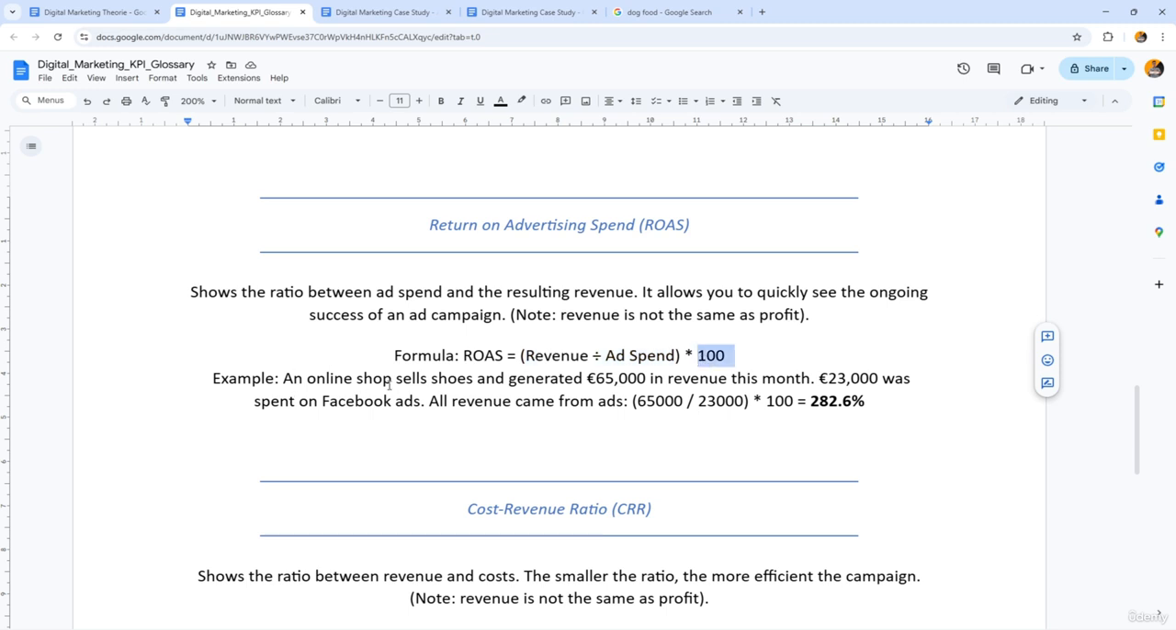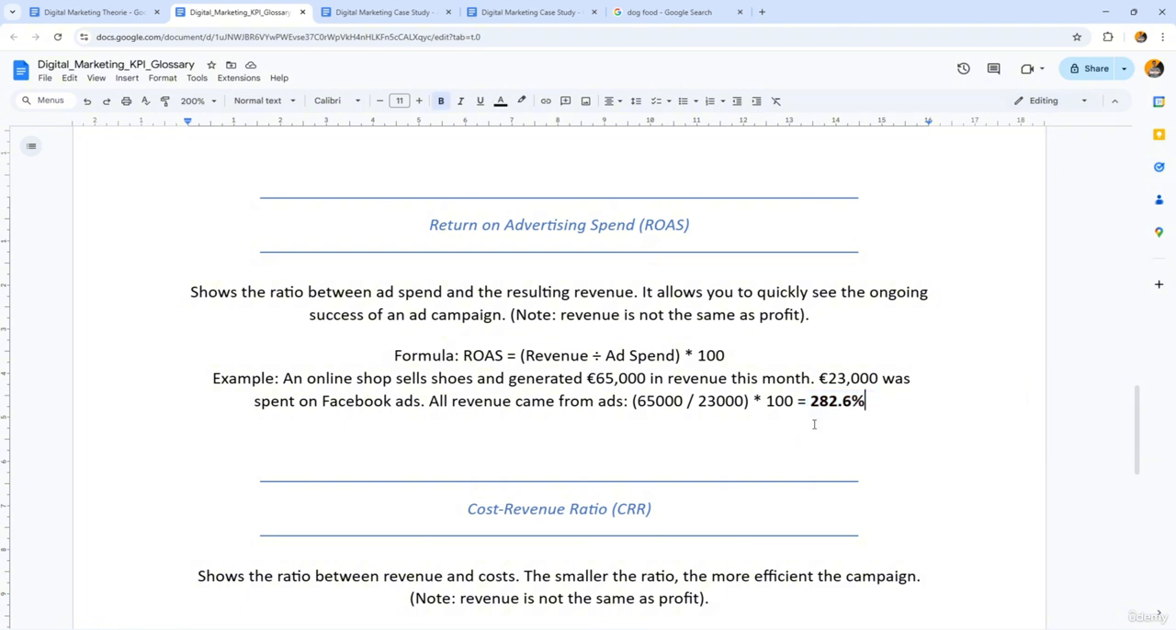And our online shoe example again, let's say we generated 65,000 euros in revenue this month by only using Facebook ads. And on this Facebook ad campaign, we spent 23,000 euros. So revenue divided by ad spend times 100 gives you a percentage of 282%, which is more than 100.